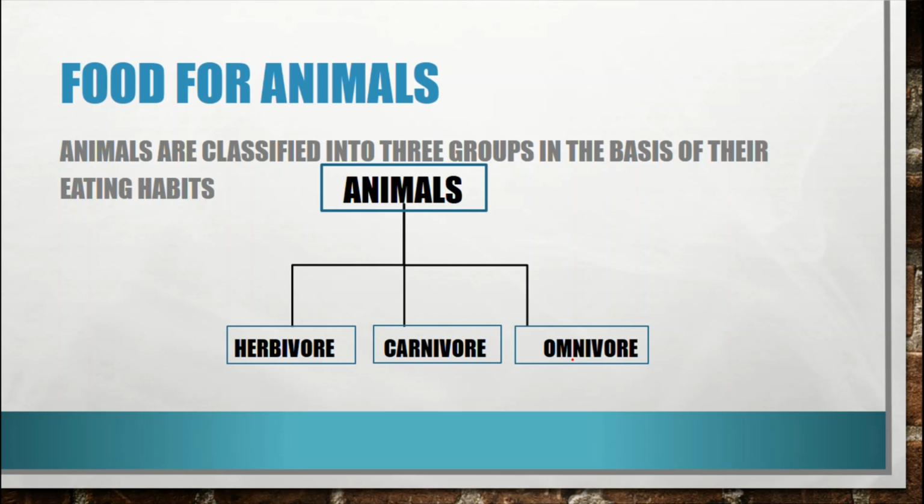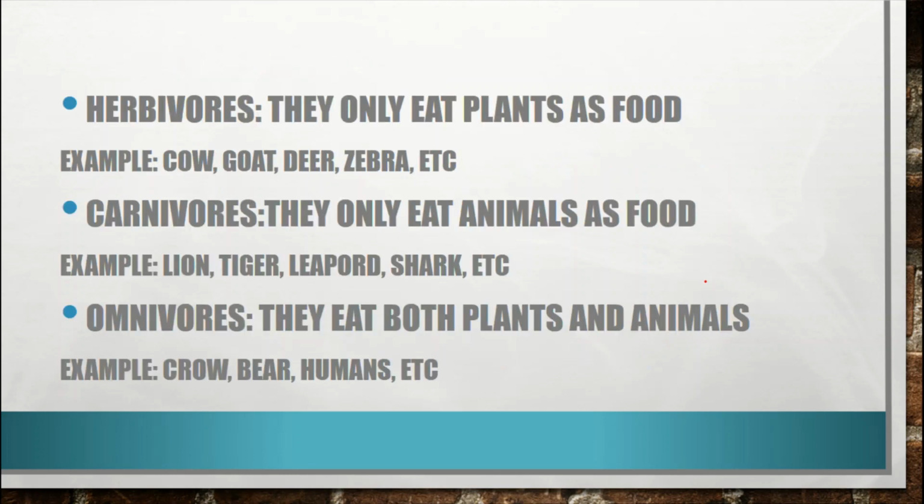Now, food for animals. Animals are classified into three groups on the basis of their eating habits. There could be many classifications, such as by how they give birth to young, but when we come to eating habits, it is classified into three: herbivore, carnivore, omnivore. Now, what are herbivores, carnivores, and omnivores? Herbivores only eat plants as food, like goat, deer, zebra. They will never eat the flesh of other animals.